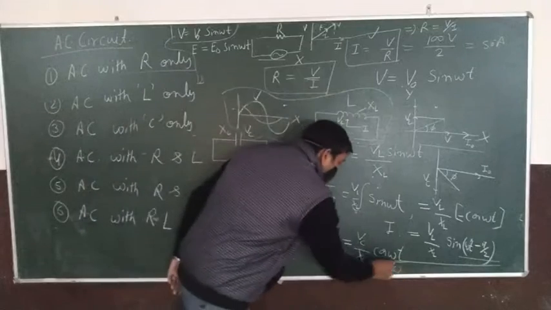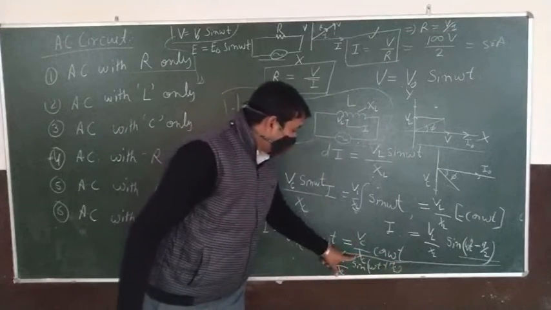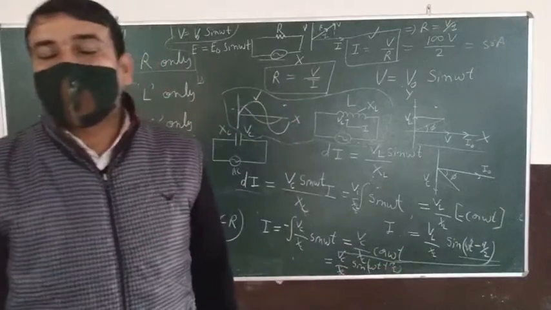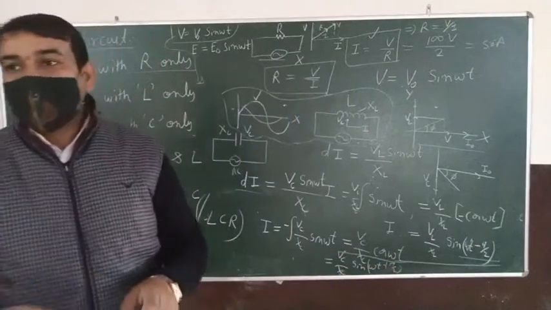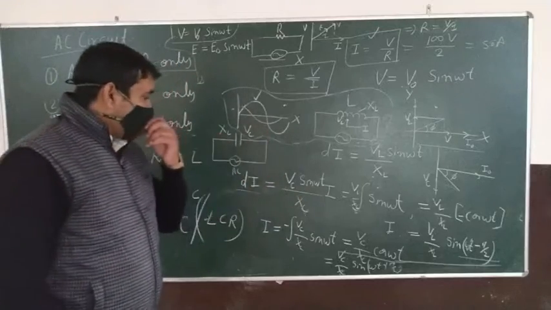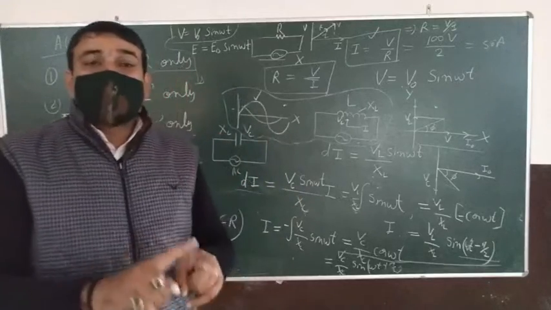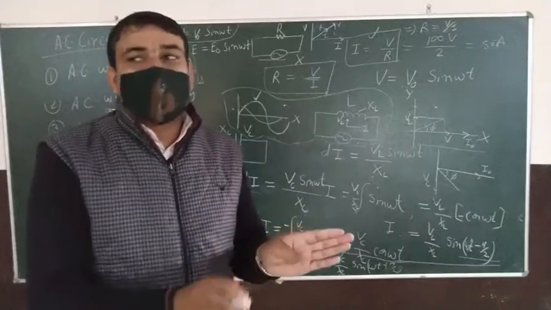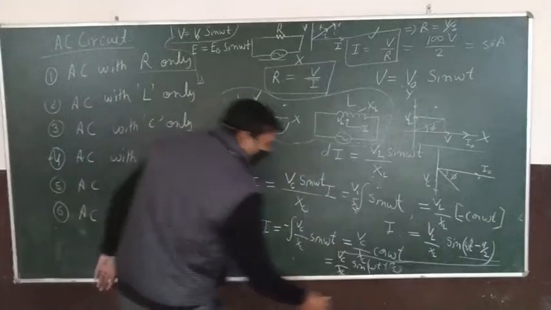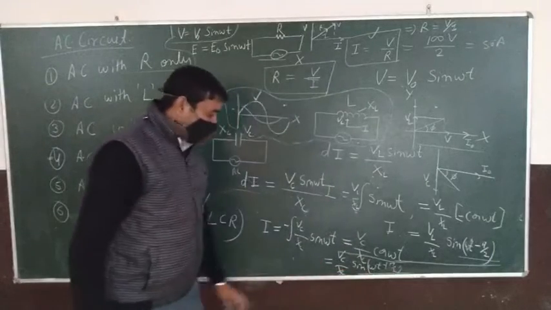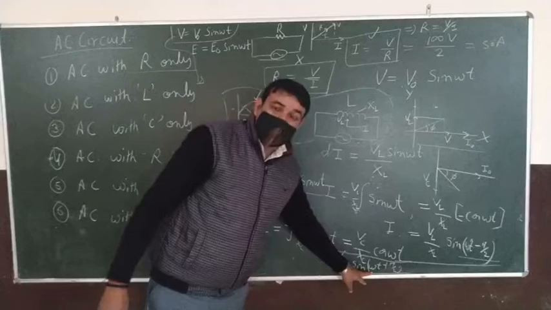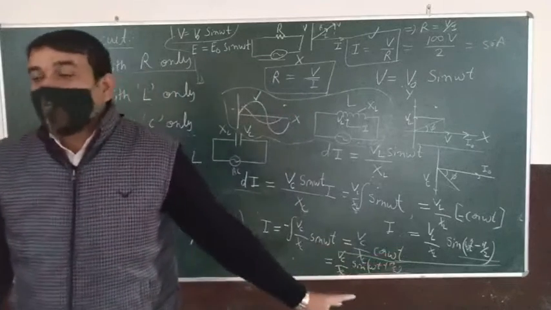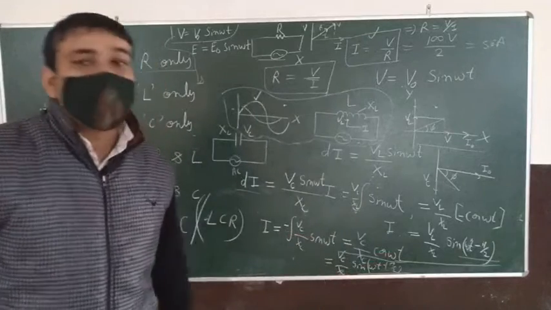Here we get the result, positive Vc upon Xc cos omega t. Cos omega t we need to write in the form of sin omega t. So we are in the second quadrant, and in the second quadrant sin omega t plus pi by 2 gives the value of cos omega t. Hence we find here that in the capacitance the current always leads the potential by a phase difference or phase angle phi.